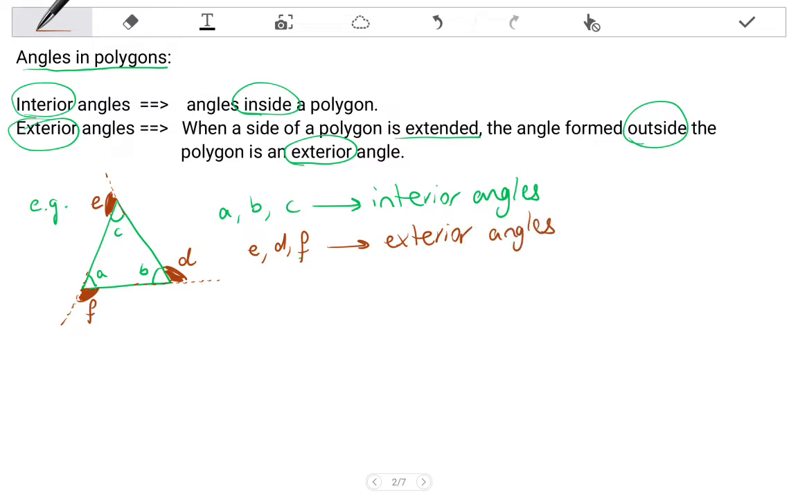And one more piece of information here, very important. Angles on a straight line make 180 degrees together. So B and D together make 180 degrees. E and C together make 180 degrees. A and F together make 180 degrees. So one interior angle and the corresponding exterior angle together make 180 degrees.